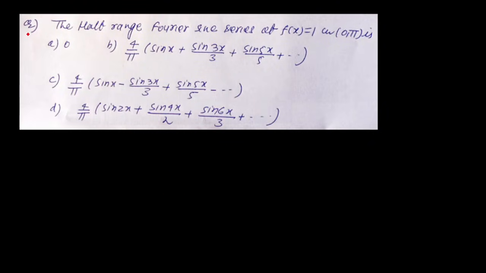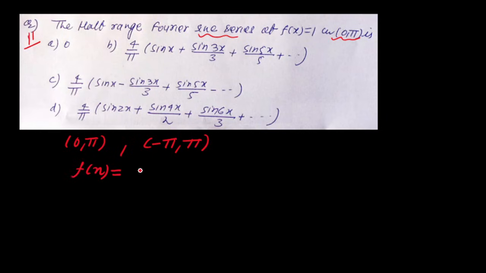Now let us talk about question number 11. The half range sine series of f of x is equal to 1 in the interval 0 to pi is. So first of all, when we talk about this, it is the half range. Half range is 0 to pi. So what we usually do when we have to write the sine series of a function, we extend the function in the interval minus c to c, means in the interval minus pi to pi, so that the function becomes an odd function. And in that case, how do you write the Fourier sine series?